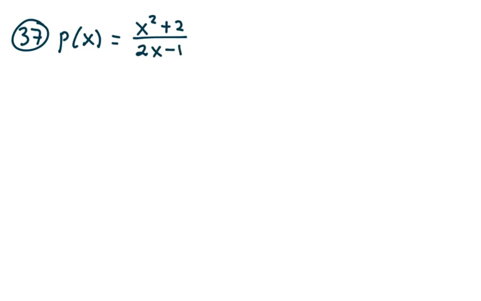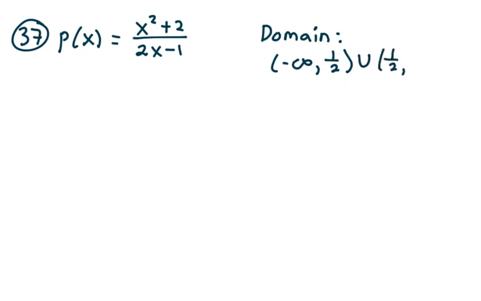37 is a great question. Now, on problem 37, we have P of x equals x squared plus 2 divided by 2x minus 1. Now, the domain here. It's very important that we're mindful of the domain. Here, it's going to be negative infinity to 1/2, right? Because at x equals 1/2, the denominator ends up being 0. And we're going to union that with 1/2 to infinity.